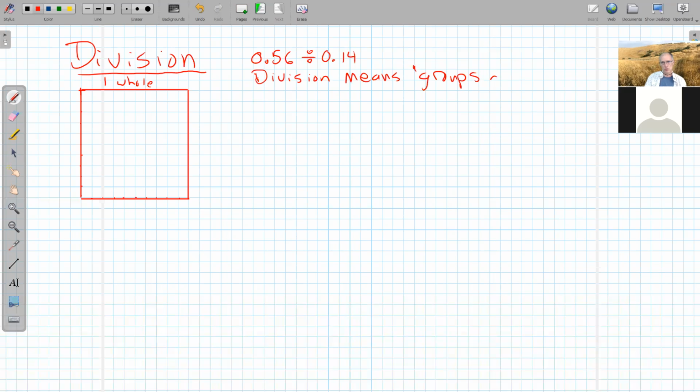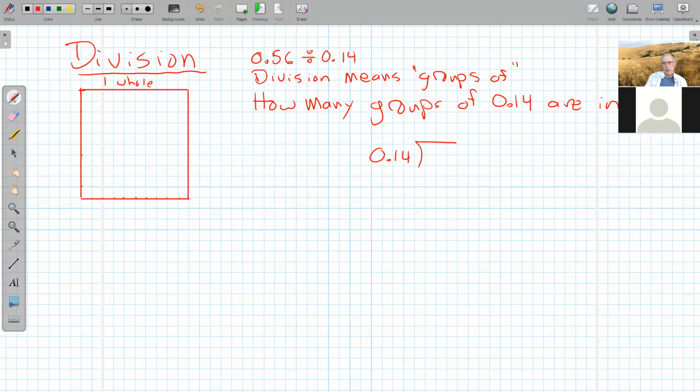And then state what that means for these numbers. So that would mean how many groups of 14 hundredths are in 56 hundredths? Question mark. And when we state this sentence like this, we're basically setting up a long division. 14 hundredths goes into 56 hundredths how many times? Well, I need to see what 56 hundredths looks like over here, so I would have to shade that in. So let's build our 56 hundredths, let's say in yellow.